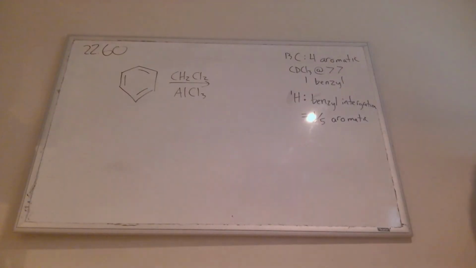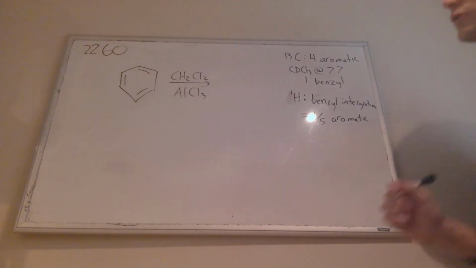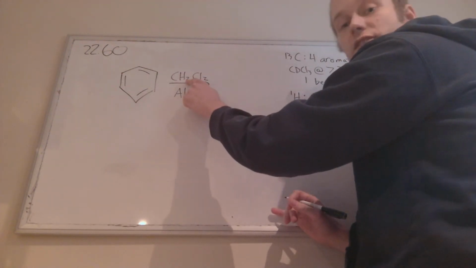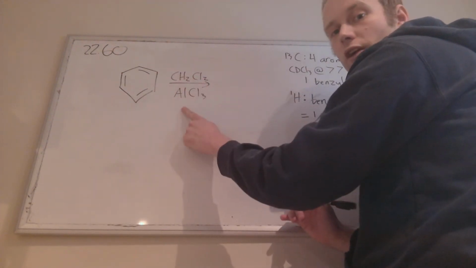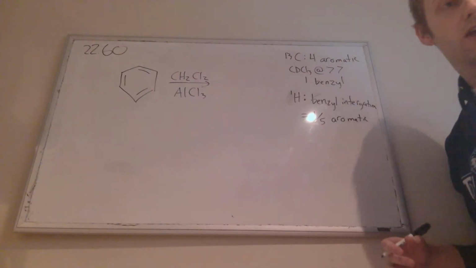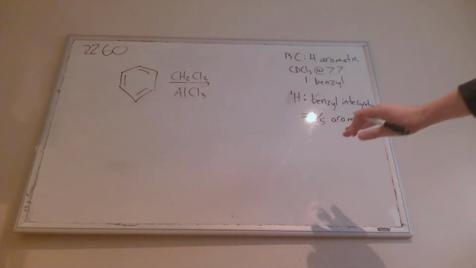Next question we had was on 2260. 2260 says that we have this aromatic that's going to react in the presence of dichloromethane and aluminum trichloride. When we do that, we result in something that has an NMR spectrum.